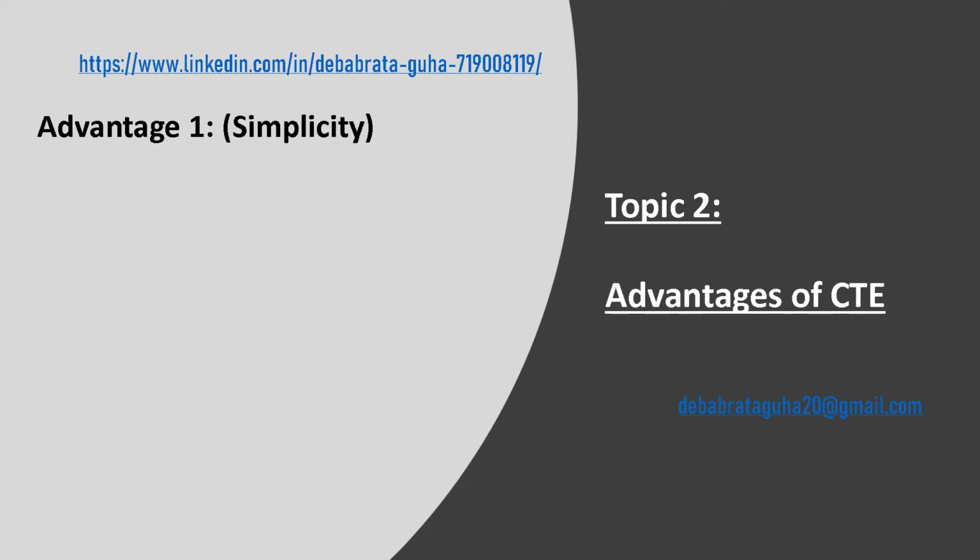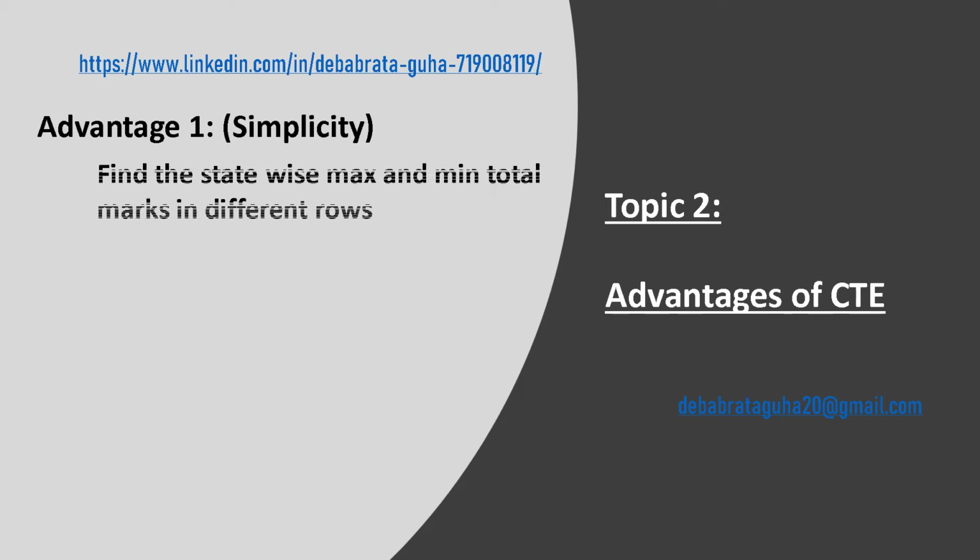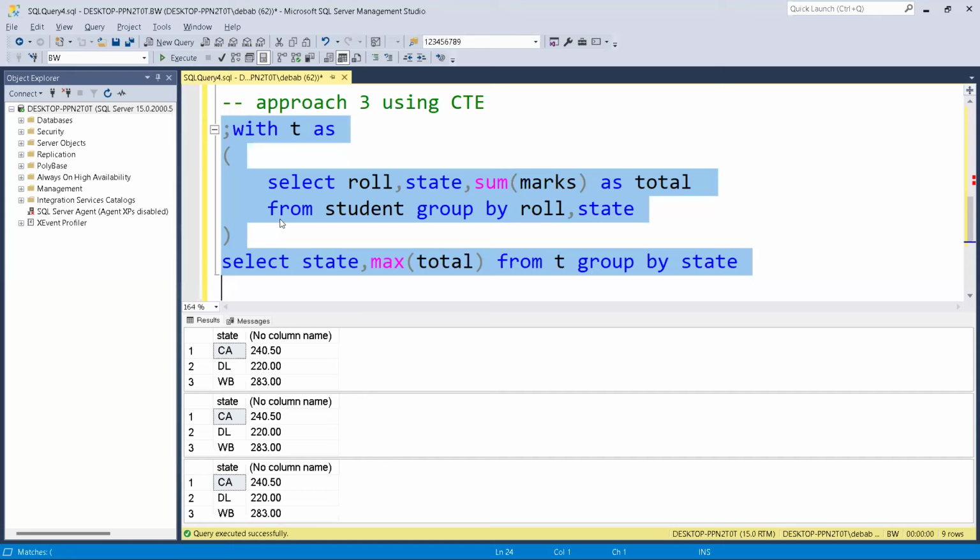The first advantage is simplicity. Let's take one example: find the state-wise max and state-wise minimum marks in different rows. Suppose it is asking for a similar result, but with California maximum marks in one row, and in another row California minimum marks. Suppose, what do we need to do?